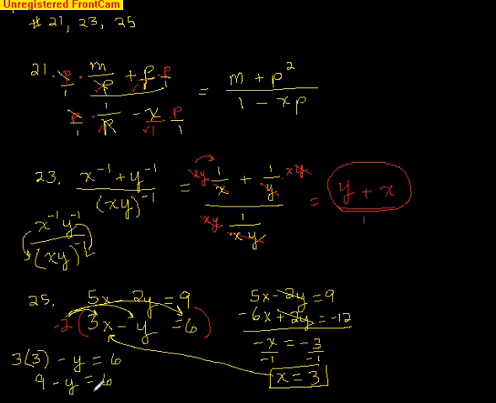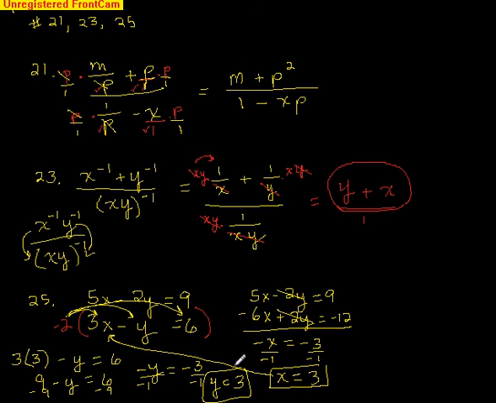So then I'm going to subtract. There's two different ways you can do this. We could subtract 9 from both sides. So we get minus y equals minus 3. And then divide both sides by -1. And we're going to get y equals 3. So they both equal 3.